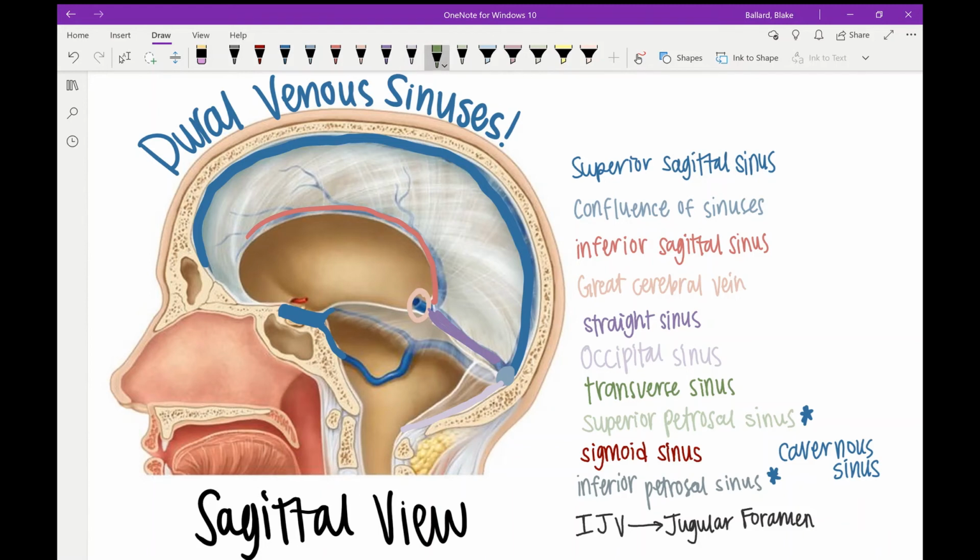From there, blood can flow into the transverse sinus, which is later met with the superior petrosal sinus, which is responsible for draining part of the cavernous sinus seen here. And then after this, it is the sigmoid sinus, which is joined with the inferior petrosal sinus, which is responsible for draining the other portion of the cavernous sinus. From there, these form the internal jugular vein, which exits out of the jugular foramen.